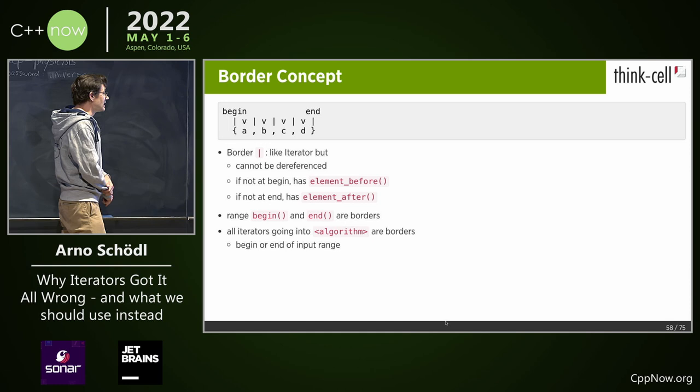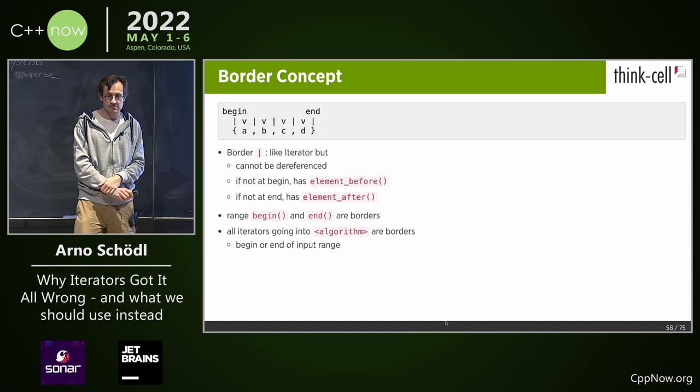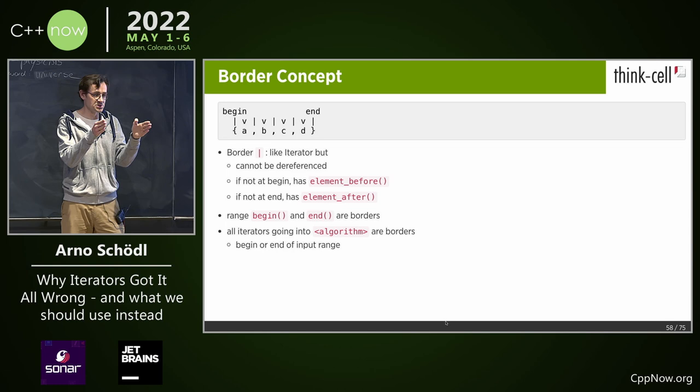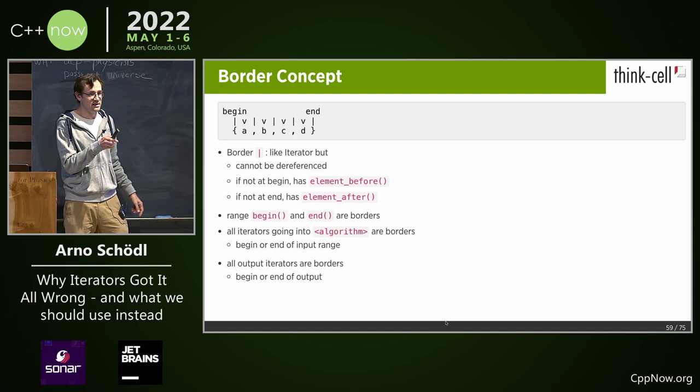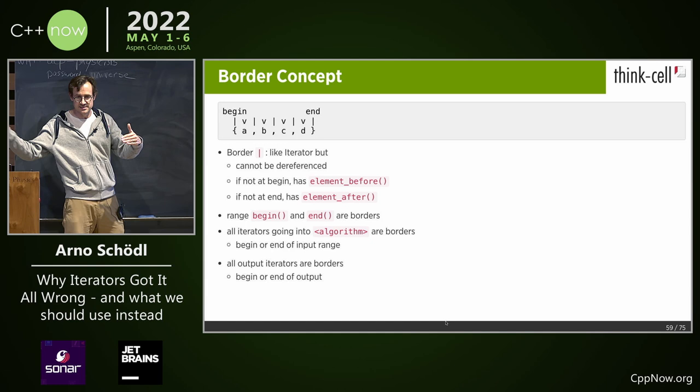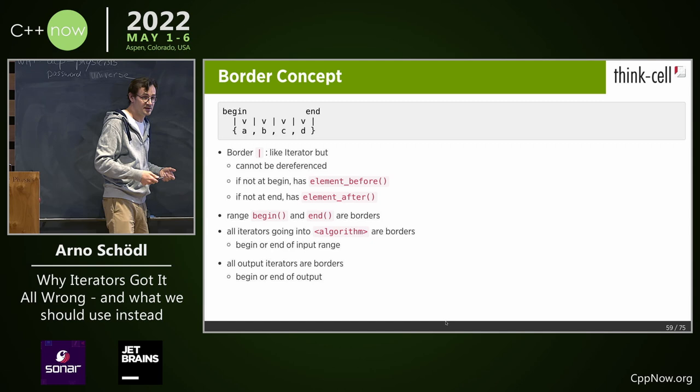Now, all the iterators that go into algorithms, as far as I've seen, are borders. We're always describing ranges, essentially. And ranges are described by borders. It's the begin or end of the input range. I would say all the output iterators are also borders. What you're really describing is the border at the end of what you've already written. And then you just push that ahead. And the output iterator conceptually is that end where you're adding stuff. It's not the element you haven't written yet. There's no such element. Makes no sense.